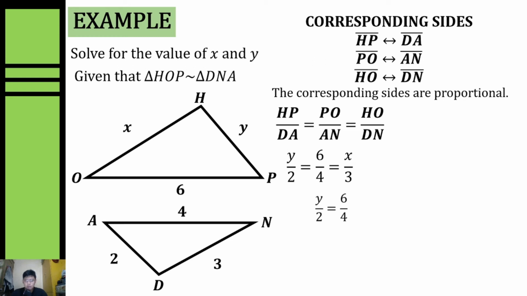So let's start first with the variable Y. So let's equate Y over 2 to 6 over 4. So let's multiply both sides by 2. We will have Y is equal to 3.